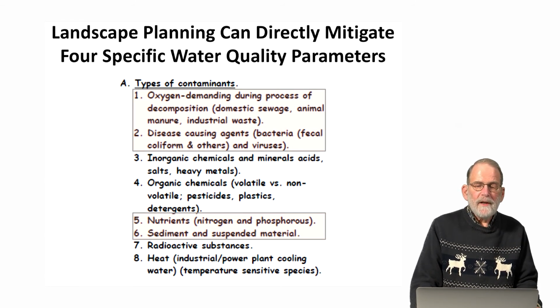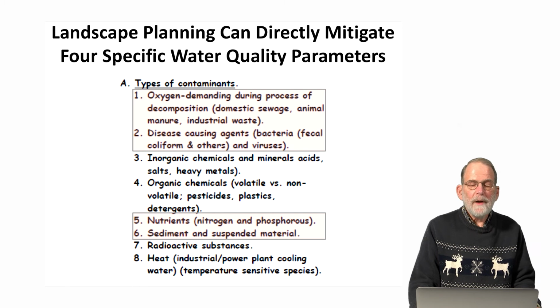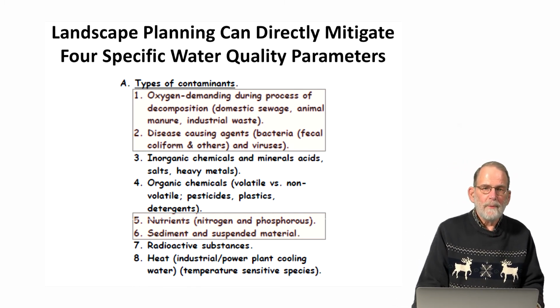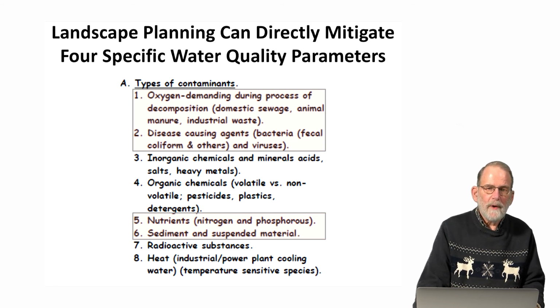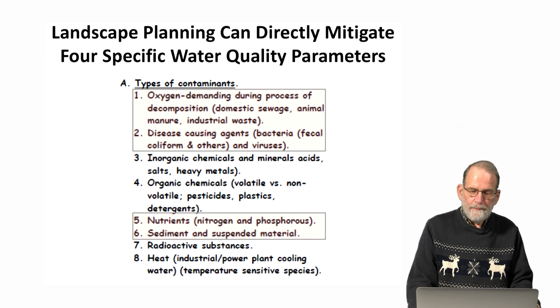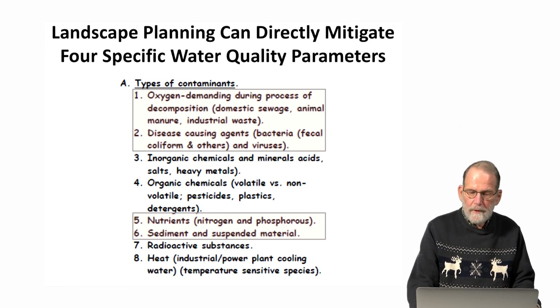In terms of landscape planning, we can directly mitigate 4 of these specific water quality parameters. We can use planning as a way of mitigating oxygen demand during processes of decomposition. We can mitigate those sources that are caused by disease-causing agents. We can also mitigate nutrients and sediment through regional landscape planning.